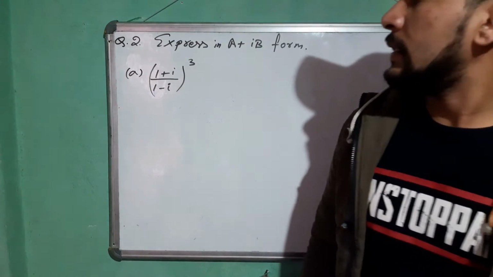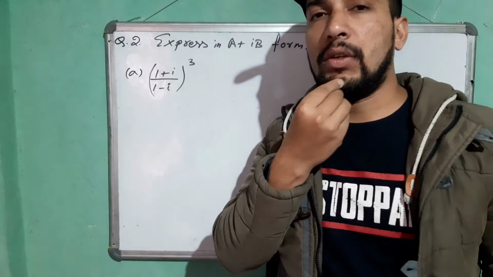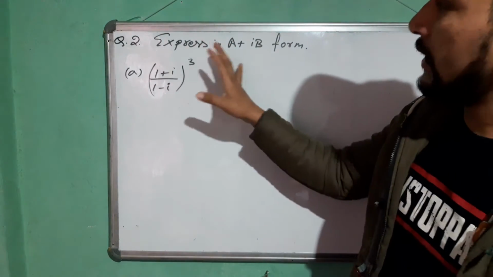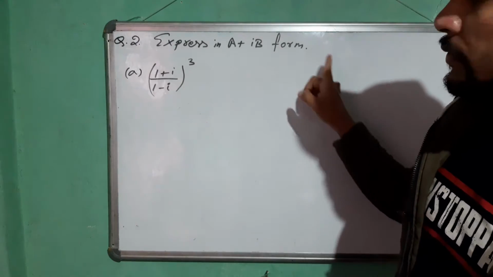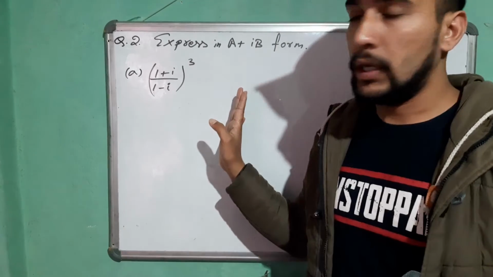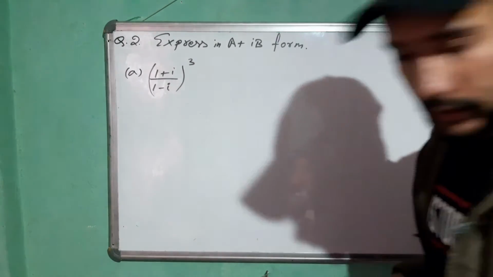In the previous class, I have taught you some simplifications on complex number, isn't it? In today's class, I'll teach you to express a complex number in a plus ib form. Okay, this is the third video on complex number. So if you have not watched first and second video, just go through it in YouTube.